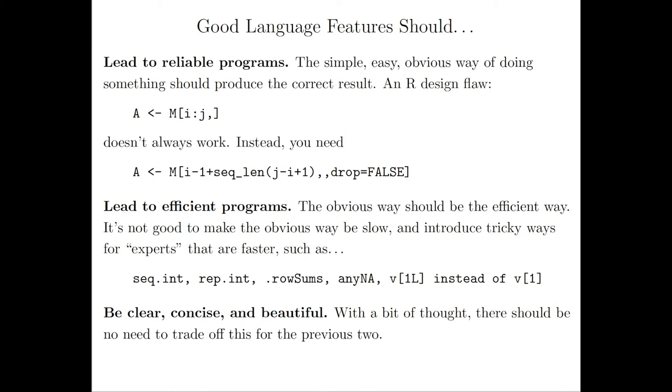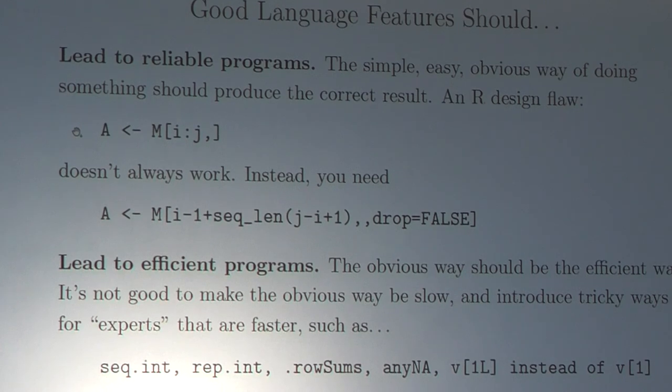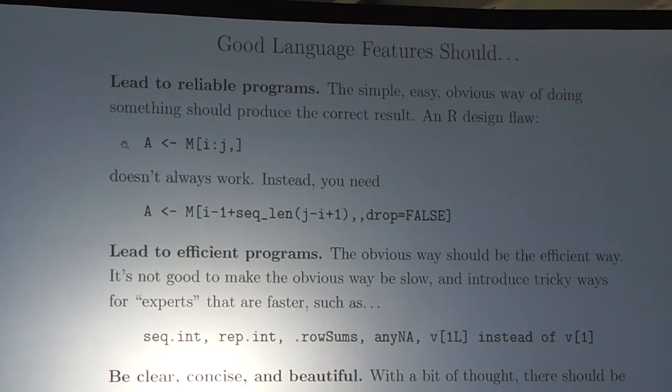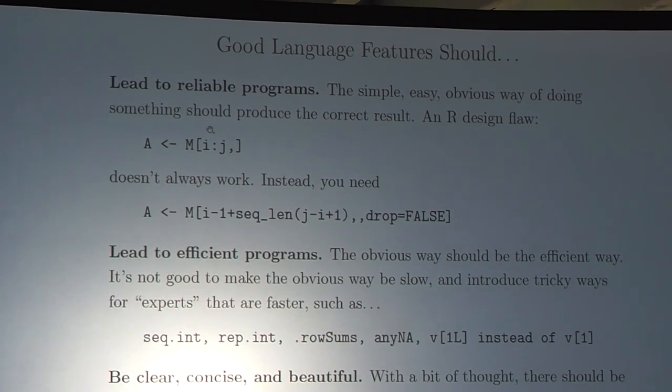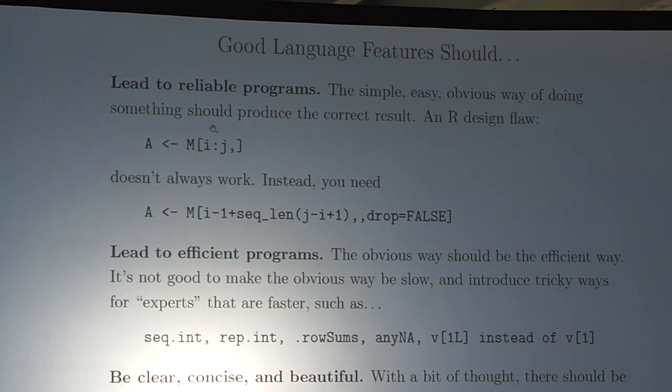So for instance, if you attempt to get a submatrix A from a matrix M by taking all the columns and the rows from row I to row J, the simple, easy, obvious way to do it is like this, but unfortunately that doesn't always work. It doesn't work if there happens to be only one column in M, and it doesn't work if I is equal to J, and it doesn't work if J is less than I, so you actually want to get zero rows. So to get this to work, what you actually need to write is what I've written down here.